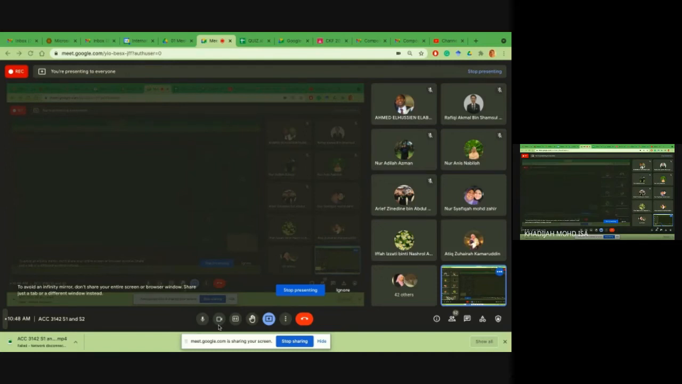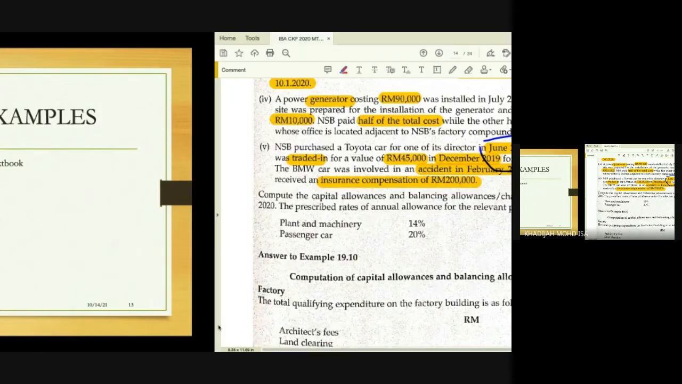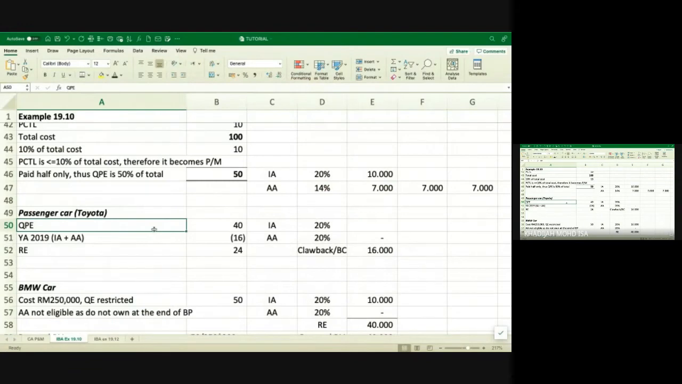Toyota, because it is within 2 years of acquisition and the disposal is without commercial justification, the disposal value is disregarded. You just take the claw back directly. Whatever we have given you, we treat as a balancing charge in the year of disposal. Okay, thank you, Madam.